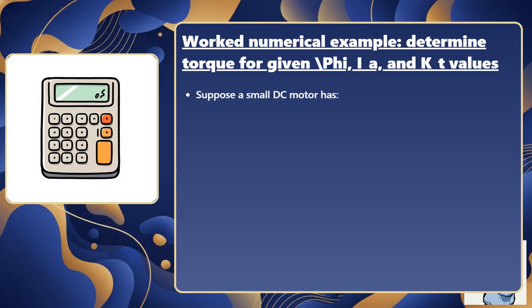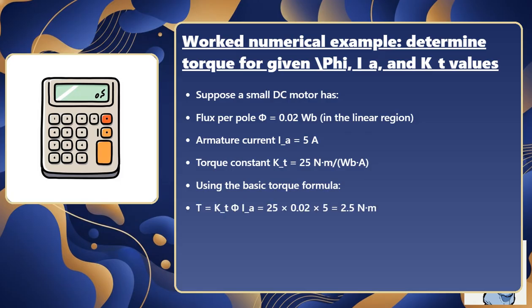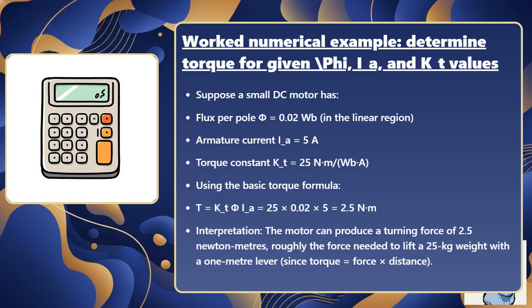Suppose a small DC motor has flux per pole phi equals 0.02 Weber in the linear region. Armature current I sub A equals 5 amperes. Torque constant K sub T equals 25 Newton meter per Weber ampere. Using the basic torque formula, T equals K sub T phi I sub A equals 25 times 0.02 times 5 equals 2.5 Newton meter. Interpretation: the motor can produce a turning force of 2.5 Newton meters.